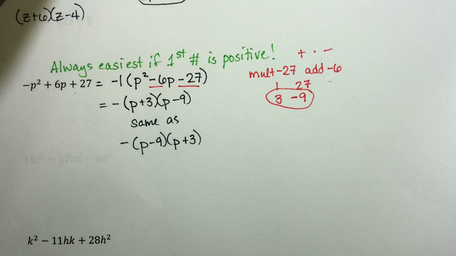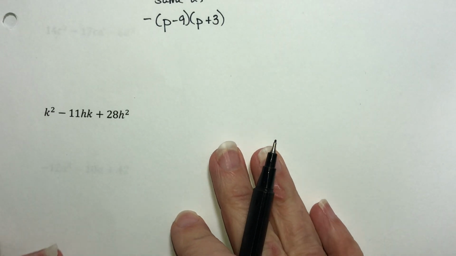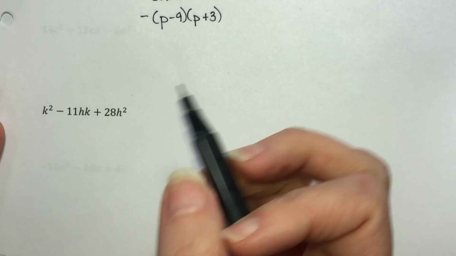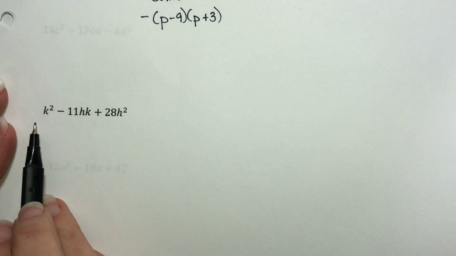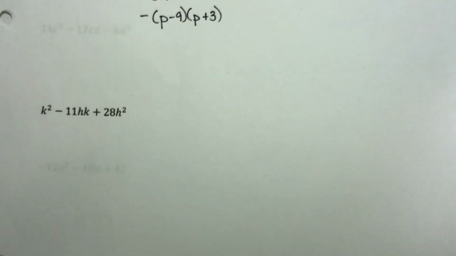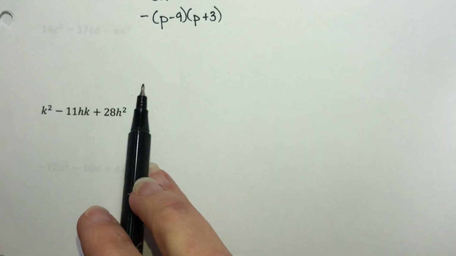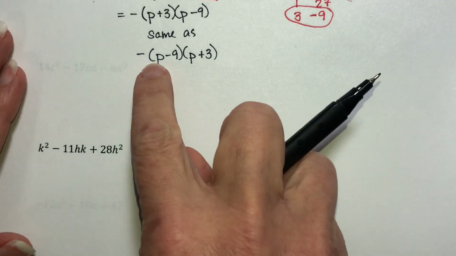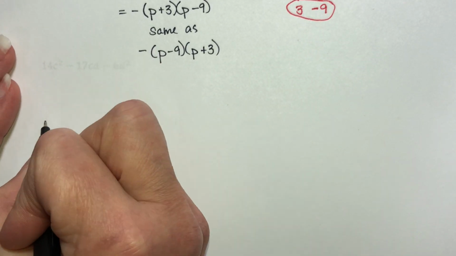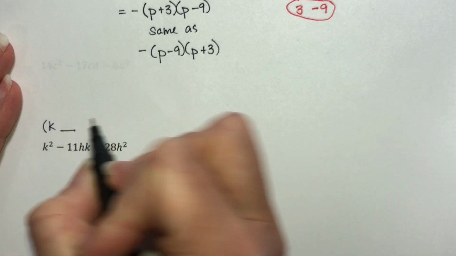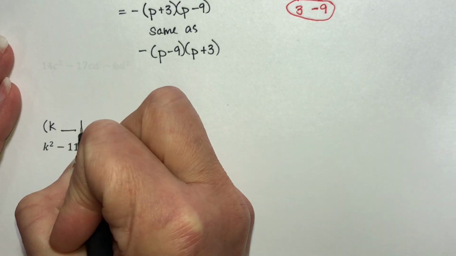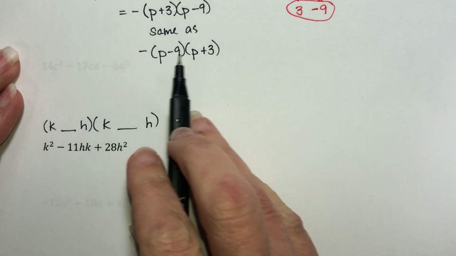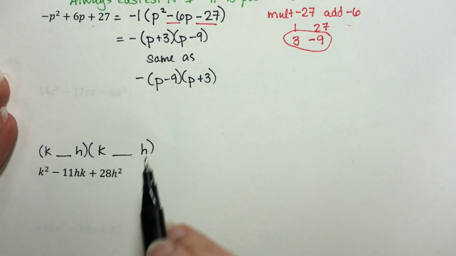Okay, so let's try k squared minus 11hk plus 28h squared. Okay, so this one has an extra variable in it. It's really not hard to deal with. It's not hard, you've just got to remember to do it. I'm going to go through the same basic process I did before, but when I go to write my answer, like I did right here, it's going to be k, and then I'm going to have plus or minus a number here, and then an h at the end, and then the same thing, something, and an h at the end. So it's going to be like this. It's just going to put a variable after the number.